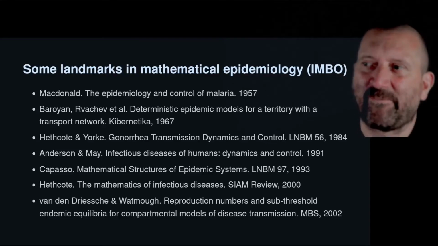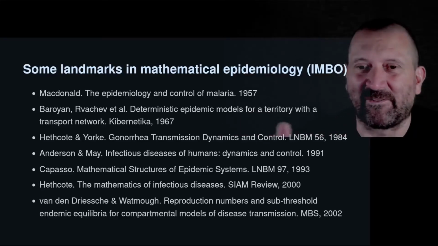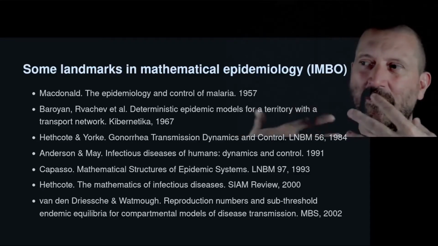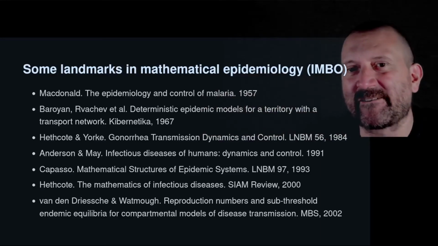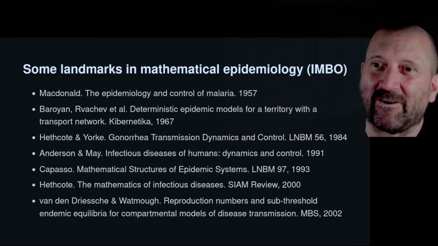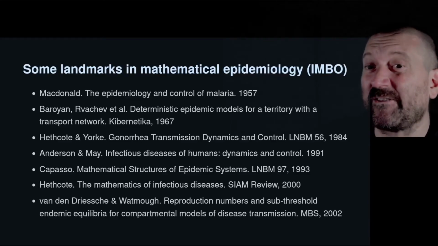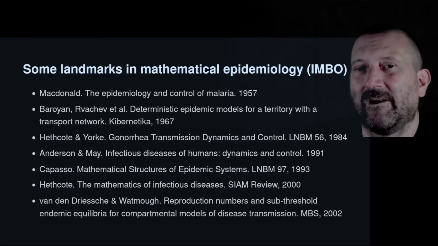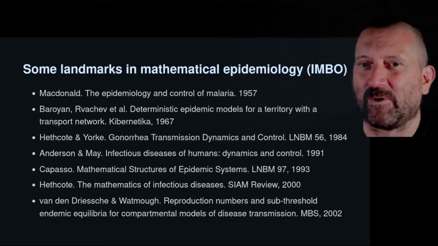As a transport epidemiologist, I am mostly interested in how diseases move about in space and time. For me, there's a paper that's sort of started an entire domain. It's a paper of Baroyan, Rvachev, and several others who were in the USSR, and they looked at a deterministic epidemic model for spread of influenza within the USSR. It's a very interesting model.